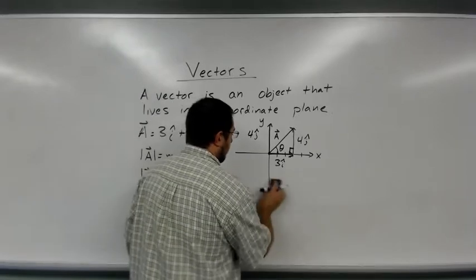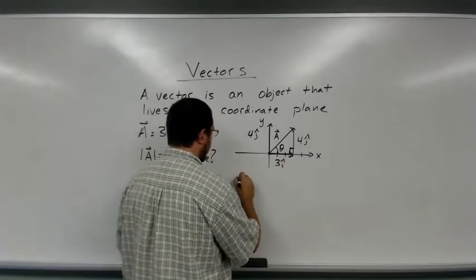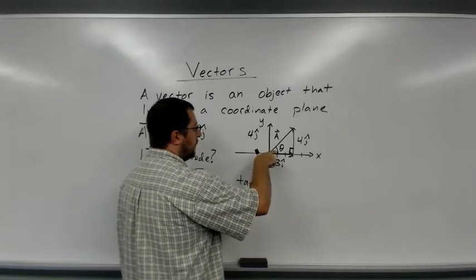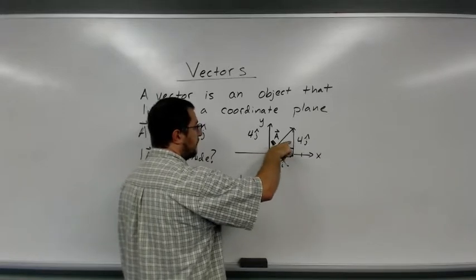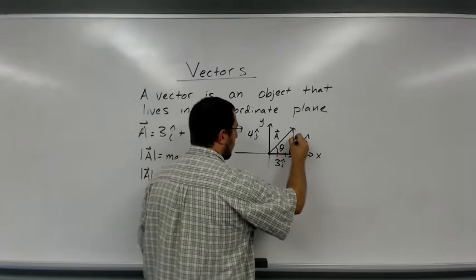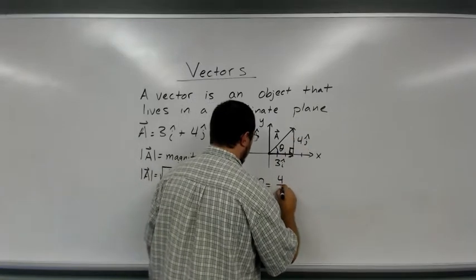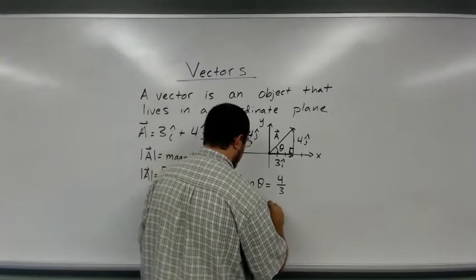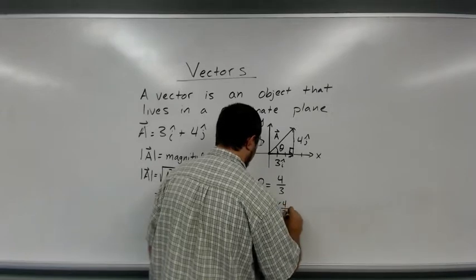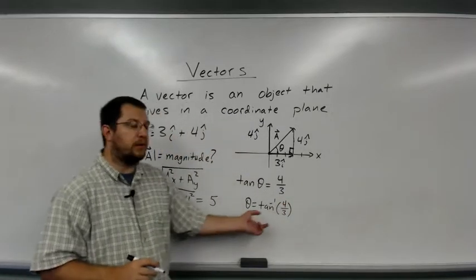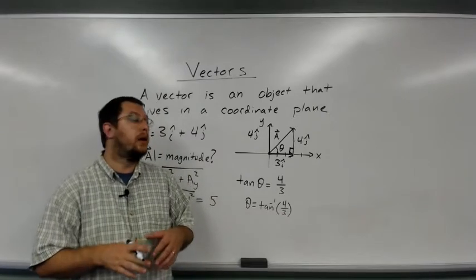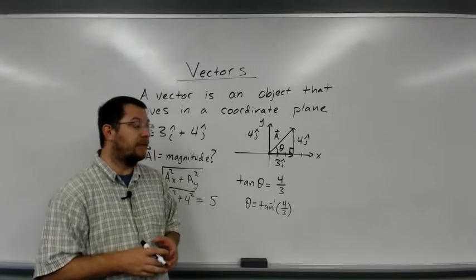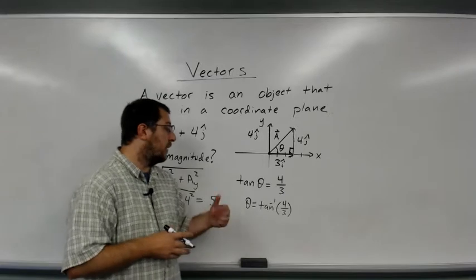But in any case, if we use the tangent function, we can say that tan theta is the opposite over the adjacent. So this is going to equal 4 over 3. And theta is then the inverse tangent of 4 over 3. And you can plug that into your calculator, and you'll get an angle. Now you do want to be careful whether you're in degrees or radians. We're going to use both throughout the semester. Typically at the beginning of the semester we will use degrees. Later on we will use radians.